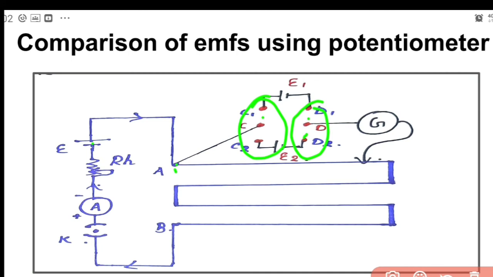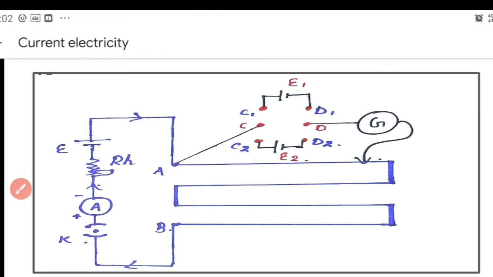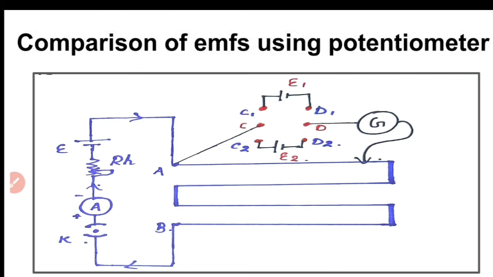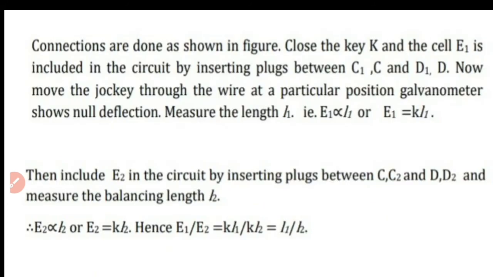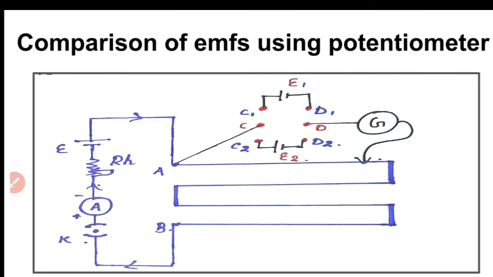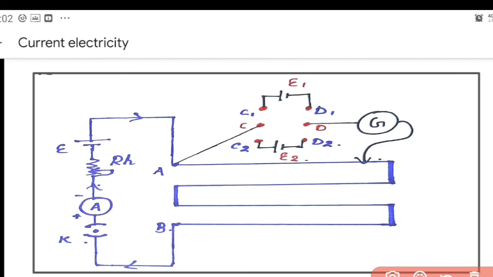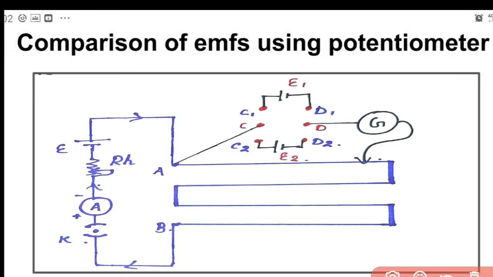First of all, we will allow current to pass through the potentiometer wire such that the potential difference between A and B is more than the largest of the 2 EMFs, epsilon 1 and epsilon 2, whichever is the largest. More than that should be the potential difference between A and B. In that way, we have to send the current. Then in that condition, first of all, we will insert the key between C1C and D1D.